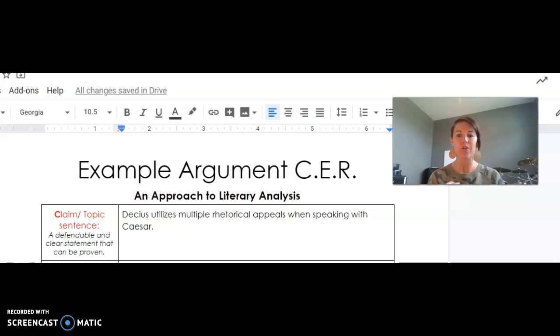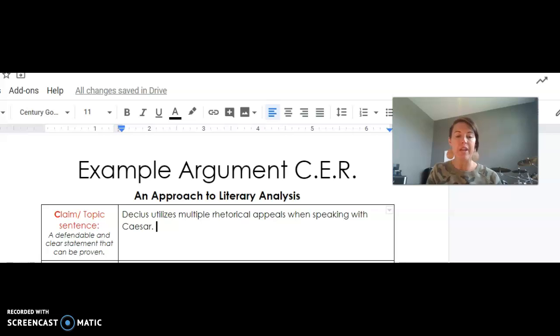So I chose to focus on Decius. And so I have to reveal Decius's character in my topic sentence, and also the fact that he's going to be using rhetorical devices. So I wrote, Decius utilizes multiple rhetorical appeals when speaking with Caesar. Notice that I didn't give a specific rhetorical appeal, but you most definitely could name ethos, logos, or pathos, whichever one you're going to be talking about in your paragraph. You could reveal that in your claim or topic sentence.